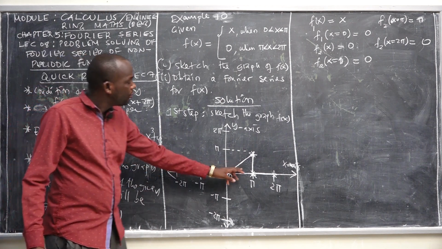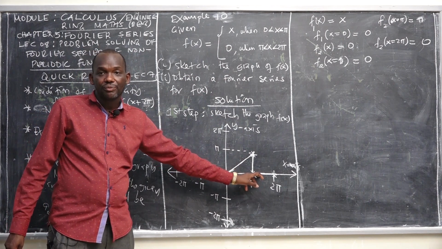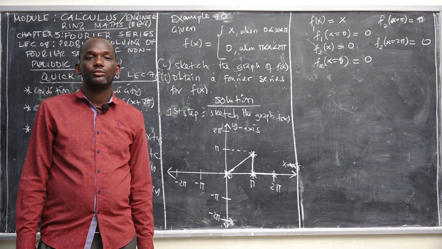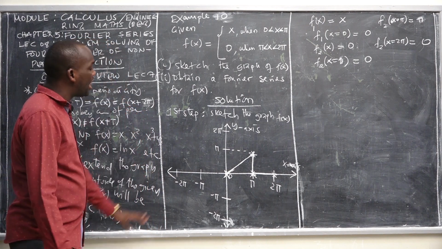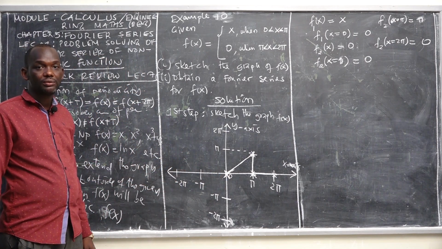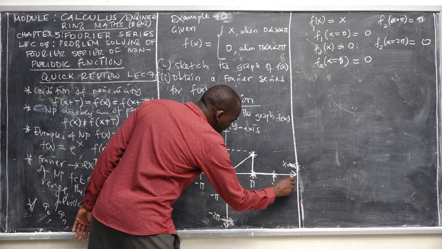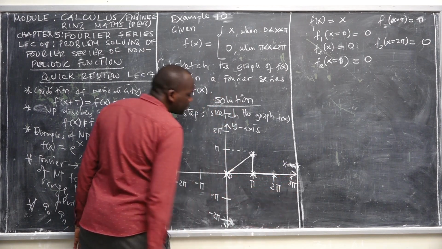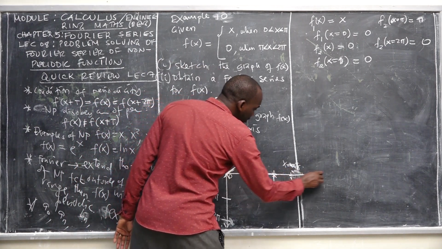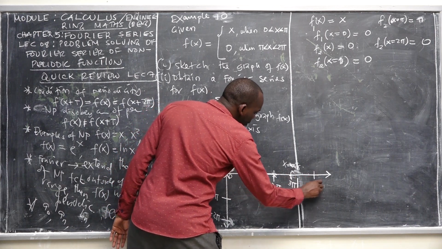But because the function itself is non-periodic, it will never repeat itself. So if it won't repeat, we have to extend this graph outside the boundary. So then here we'll have 3 pi. But maybe you can extend the graph even further. Okay, let's extend for you to understand. So this is 3 pi. Let's say this is 4 pi.